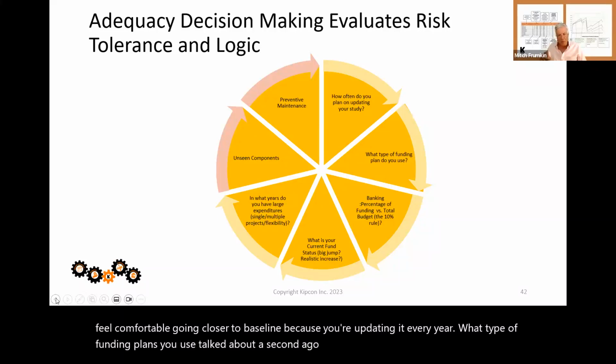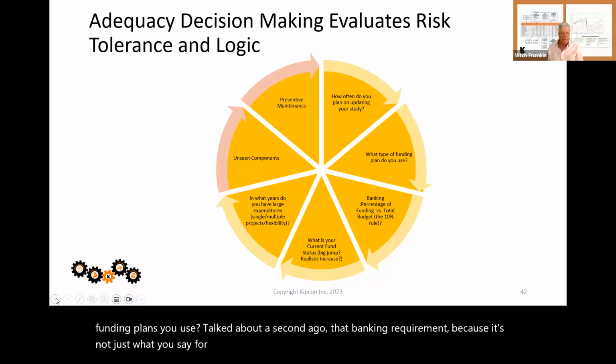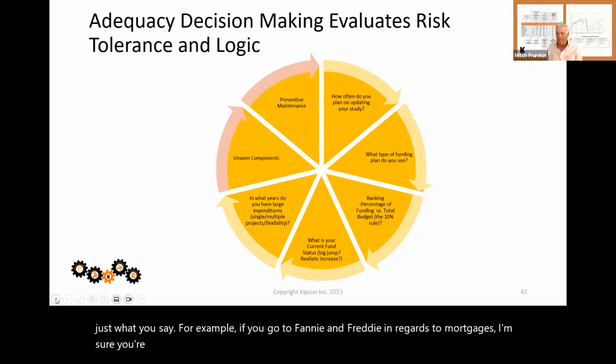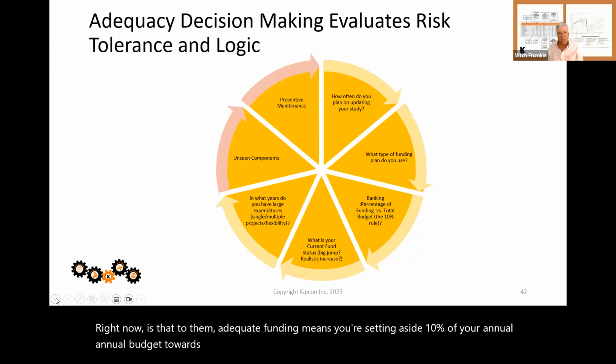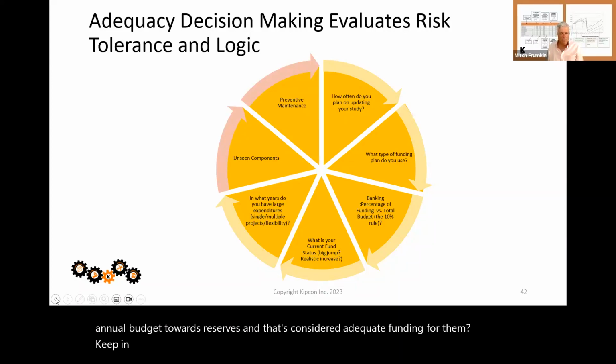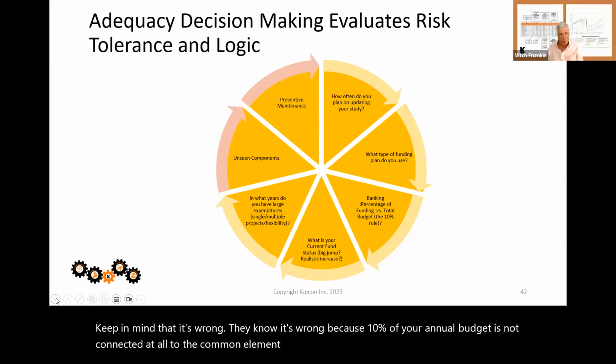The banking requirement, because it's not just what you say. For example, if you go to Fannie and Freddie in regards to mortgages, I'm sure you're all familiar with this. What they say right now is that to them, adequate funding means you're setting aside 10% of your annual budget towards reserves, and that's considered adequate funding for them. Keep in mind that it's wrong. They know it's wrong because 10% of your annual budget is not connected at all to the common elements you have in your community at all. And I don't even know where they came with the 10%.